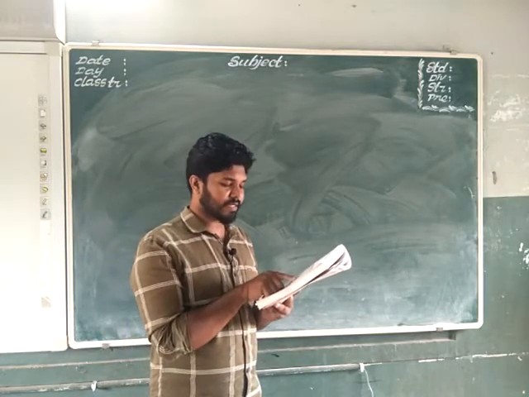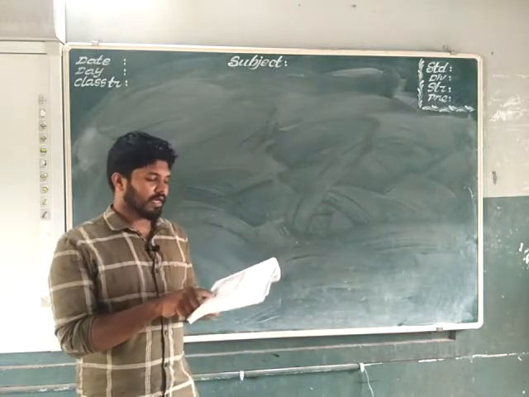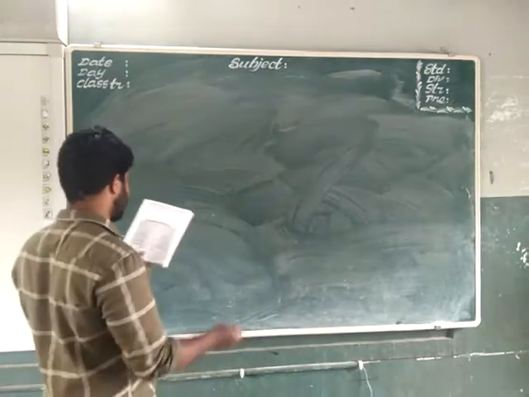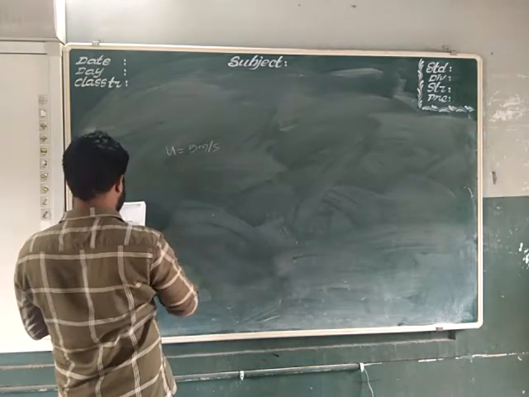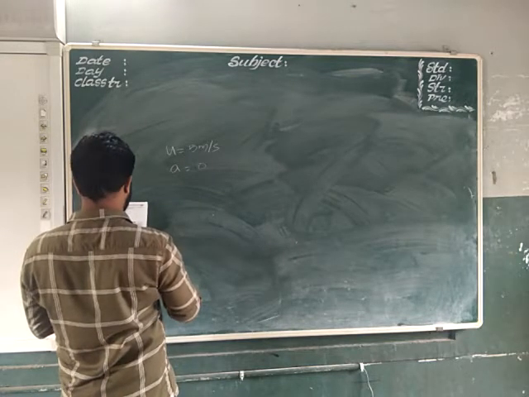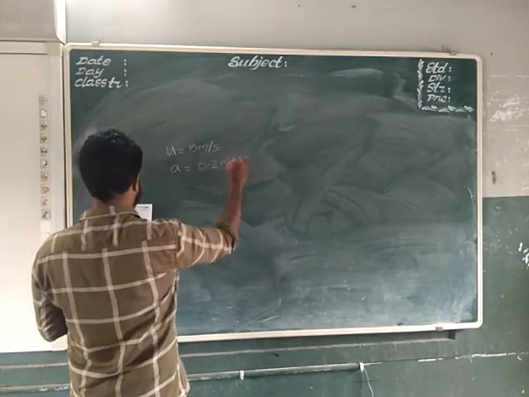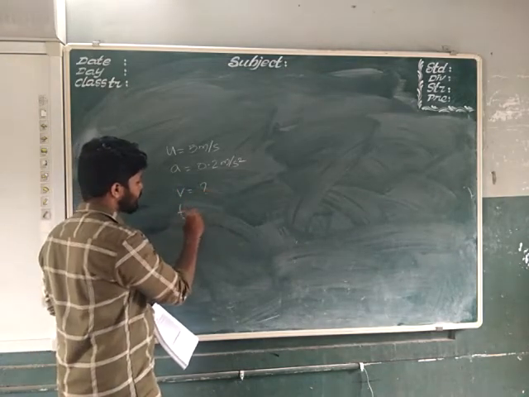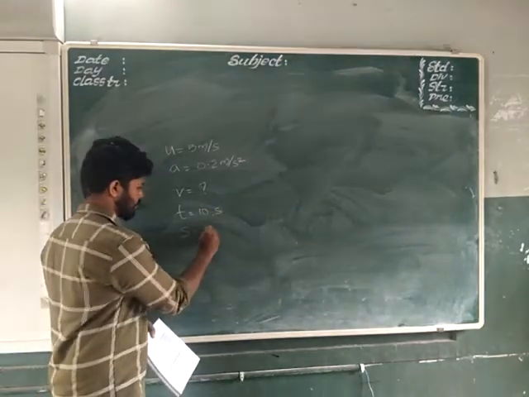A motorcycle is moving with a speed of 5 meter per second, is subjected to an acceleration of 0.2 meter per second square. Calculate the speed of motorcycle after 10 seconds and the distance traveled in this time. Similar type of question. Initial velocity is given 5 meter per second, then acceleration is equal to 0.2 meter per second square. Then calculate the speed of motorcycle after 10 seconds. Final velocity we have to calculate. T is equal to 10 seconds. And then distance traveled, S also we have to calculate.